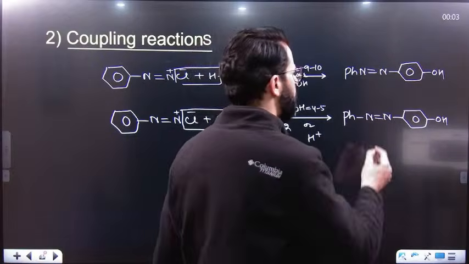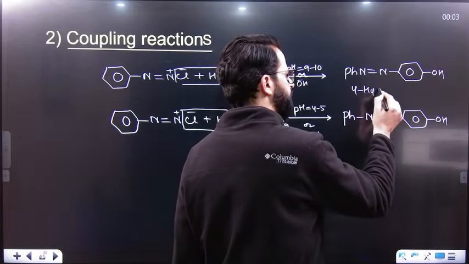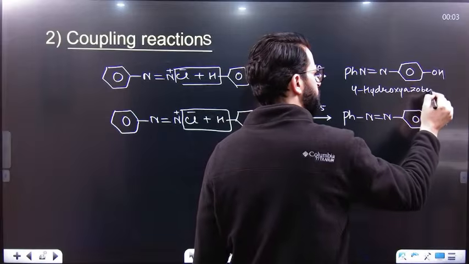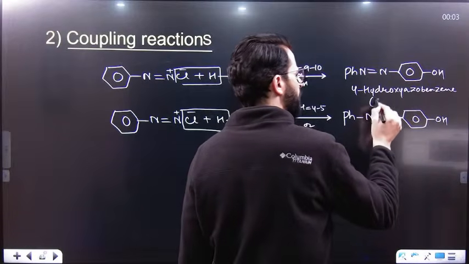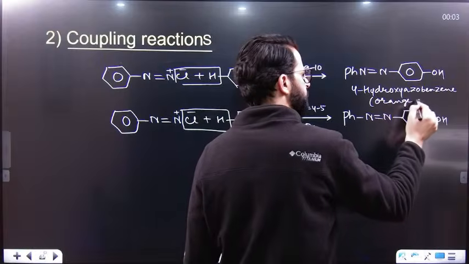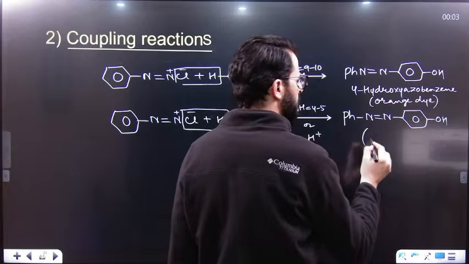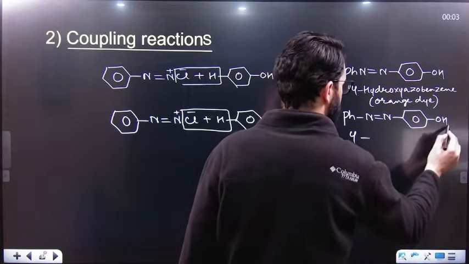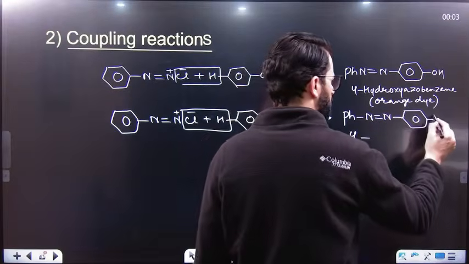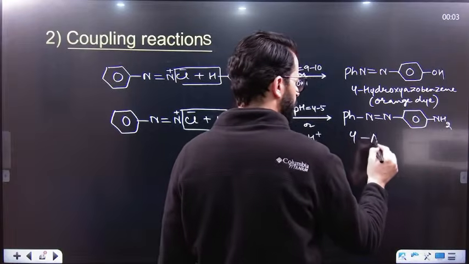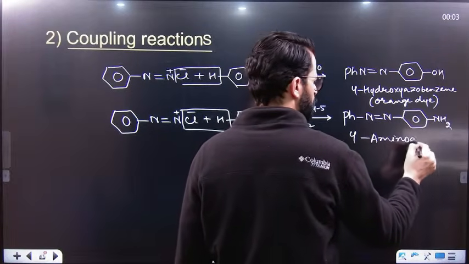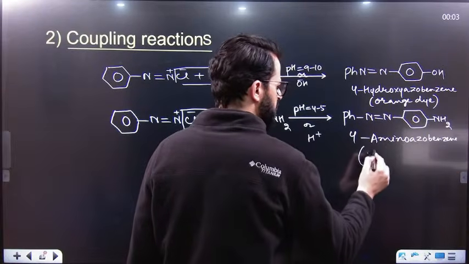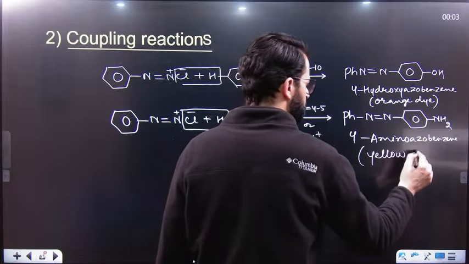So both are azo dyes, but this is known as 4-hydroxyazobenzene, and this is orange in color. That's why this is known as an orange dye. And this is known as, not hydroxy, here it is amino, it's NH2 group. So this is 4-aminoazobenzene. This is also an azo dye. Both are azo dyes, but this is yellow in color. Hence, we can simply say this is yellow dye.